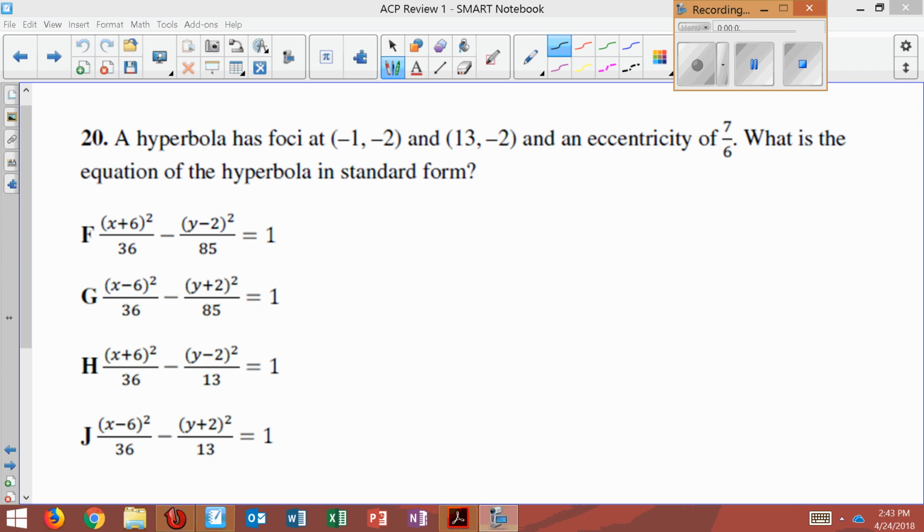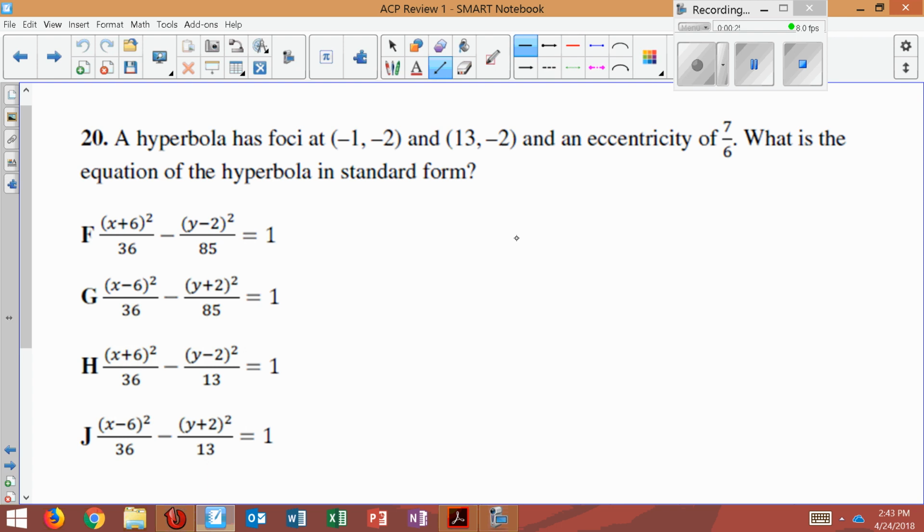Number 20. A hyperbola has foci at (-1, -2) and (13, -2), and eccentricity of 7/6. What is the equation of the hyperbola in standard form? Again, this is another problem where we could type these into our graph and then go to analyze conics and get all these facts. But let's just start without using a calculator first.